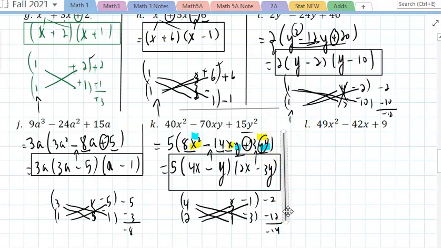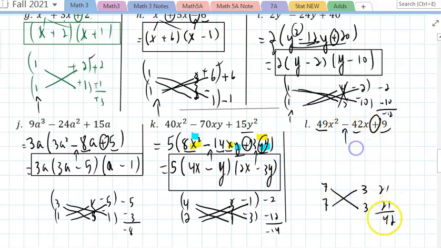And if I look at the last problem, well, 7 times 7, nope, nothing matches. Well, alright. What are the closest factors of 49? 7. Closest factors of 9 is 3 and 3. I need them to add to get me 42. 21 plus 21 is 42. And I want a negative, so in this case a minus.